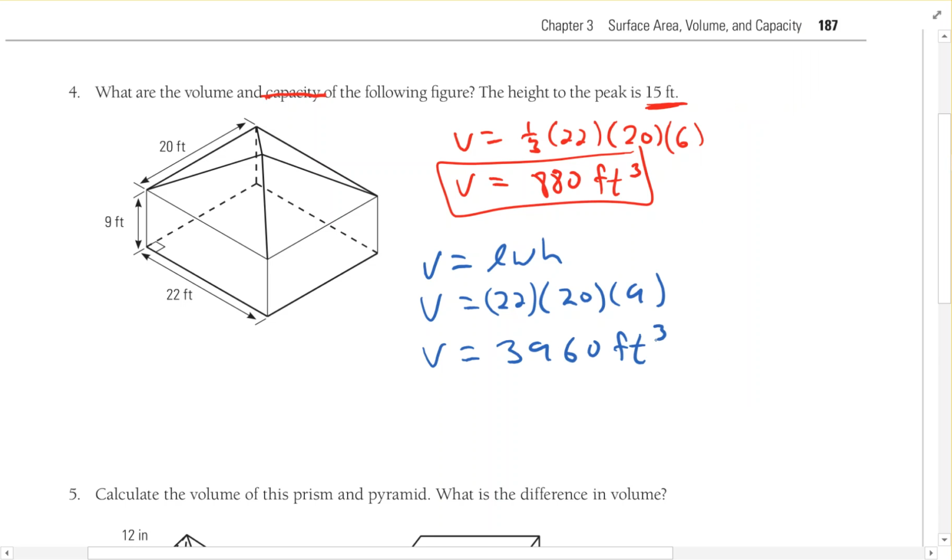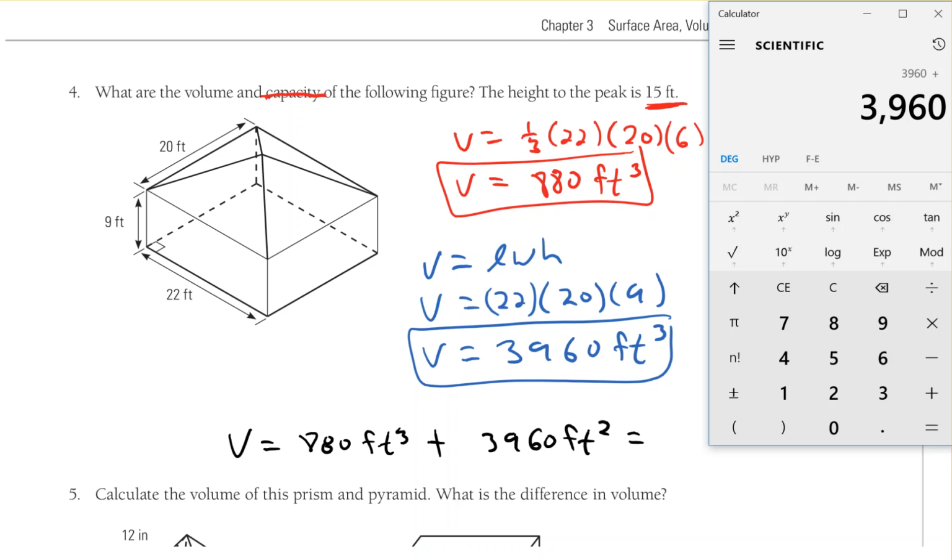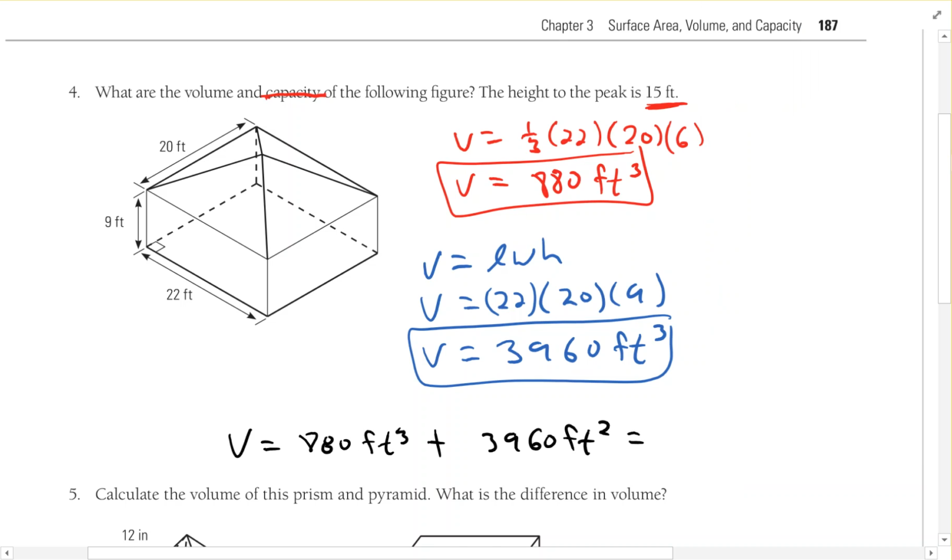feet cubed. And then lastly, I'm just going to add them together. So the total volume is going to be 880 feet cubed plus 3,960 feet cubed. So just that plus 880 because it's still in my calculator. So 4,840 feet cubed. Oh, that should be a cubed up there. Okay, and then circle your answer.